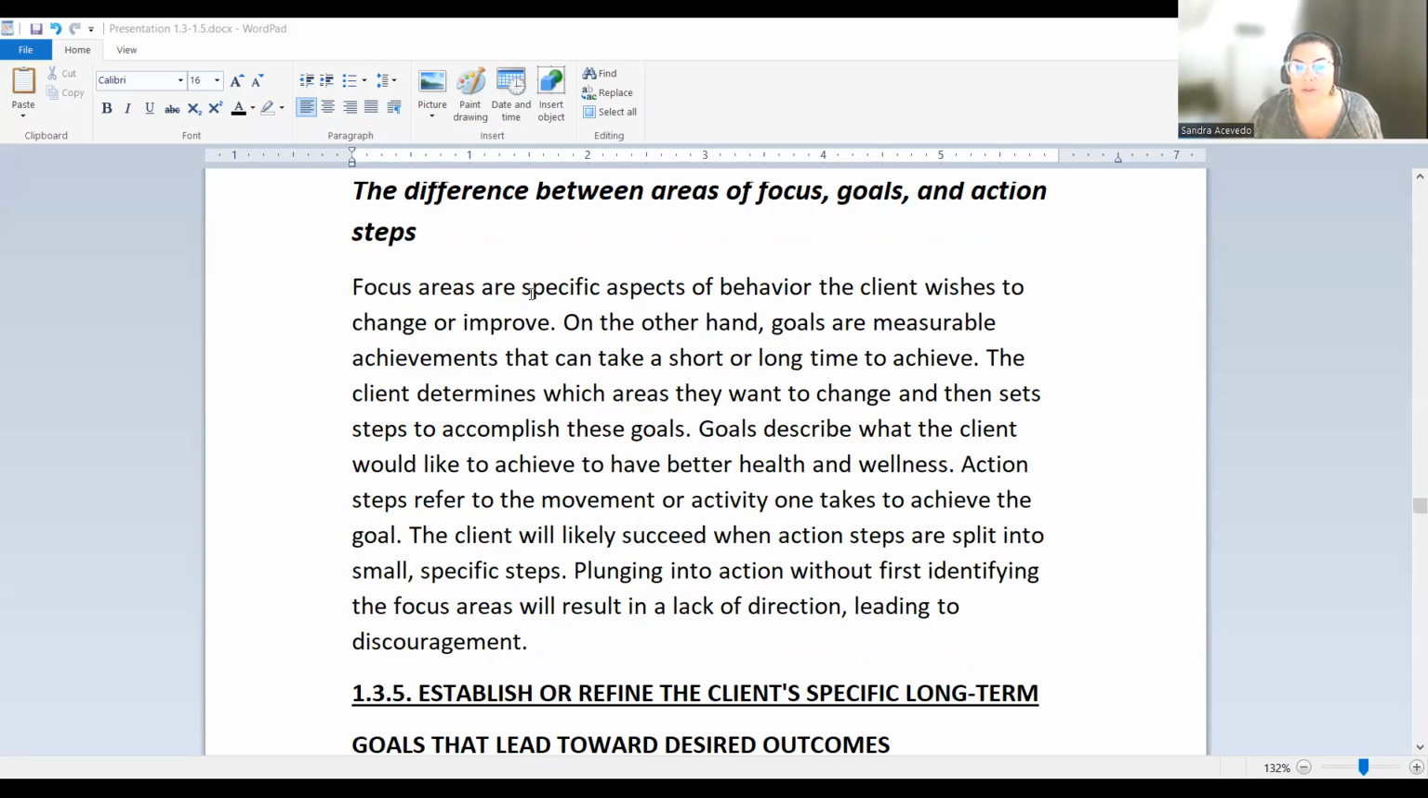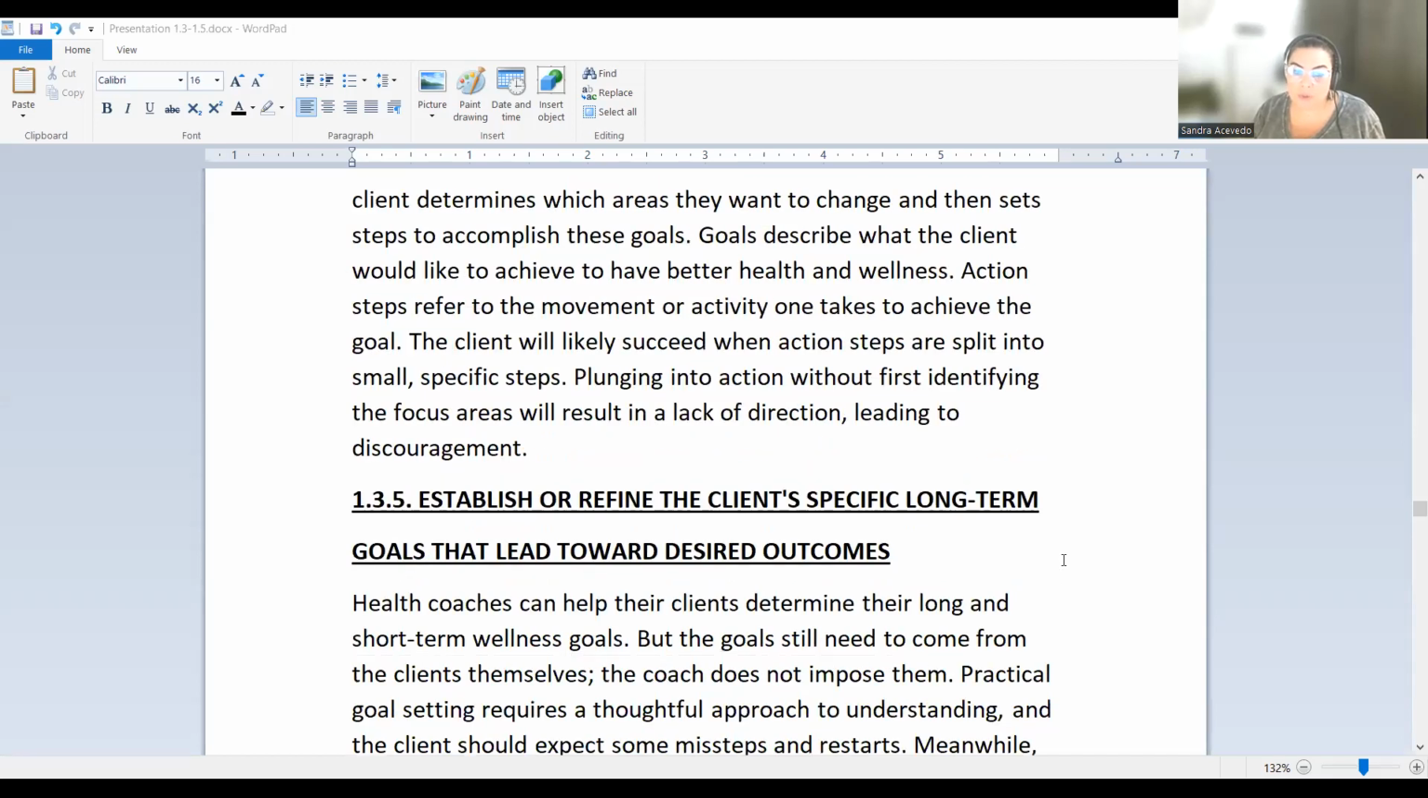Focus areas are specific aspects of behavior the client wishes to change or improve. On the other hand, goals are measurable achievements that can take a short or long time to achieve. The client determines which areas they want to change and then sets steps to accomplish these goals. Goals describe what the client would like to achieve to have better health and wellness. Action steps refer to the movement or activity one takes to achieve the goal. The client will likely succeed when the action steps are split into small, specific steps. Plunging into action without first identifying the focus areas will result in a lack of direction, leading to discouragement.